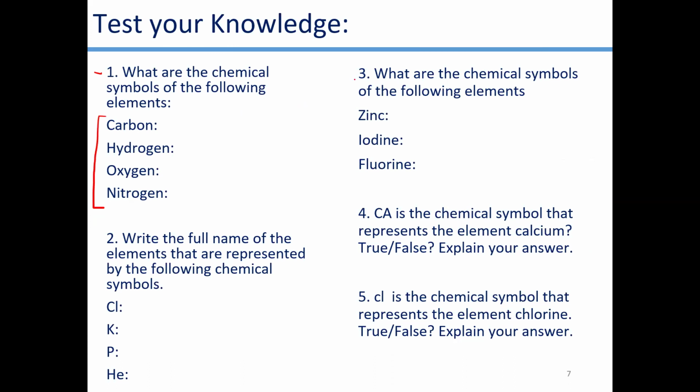Same thing with this one over here, identify these symbols. And then for number 2, see if you can do the opposite. Take these symbols and tell me if you can identify what the actual names are. And then for number 4 and number 5, you're looking to see if capital C, capital A is going to be calcium, and if lowercase c and lowercase l are the chemical symbols for chlorine. Okay, so I'll give everybody a moment to pause this video, go back and see if you can answer these questions.